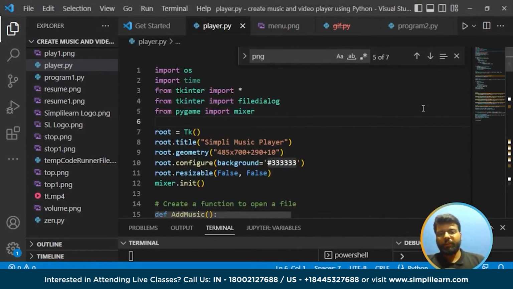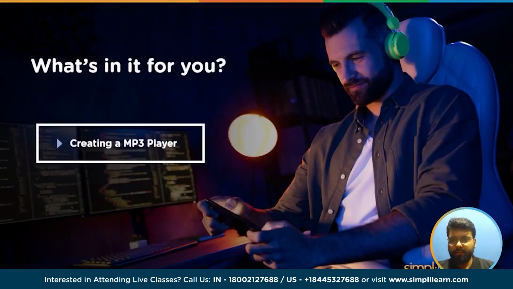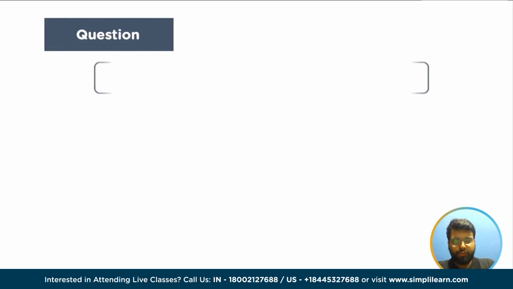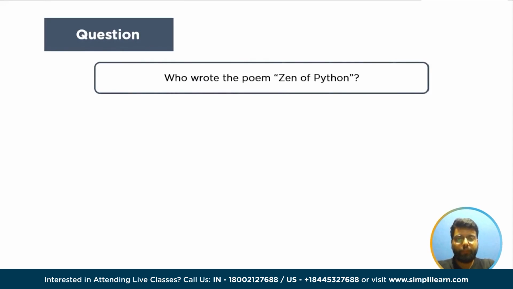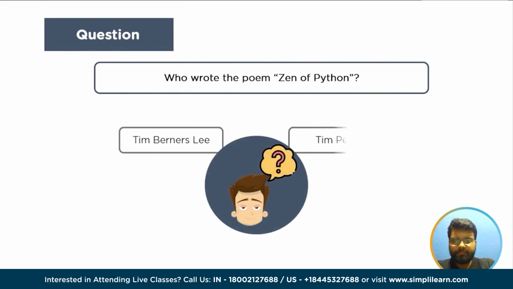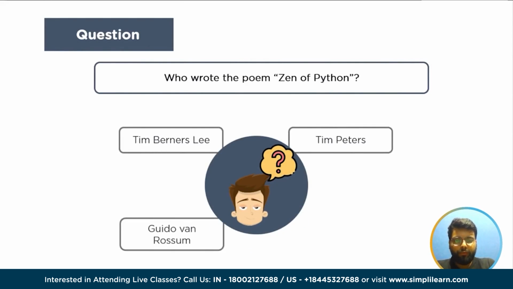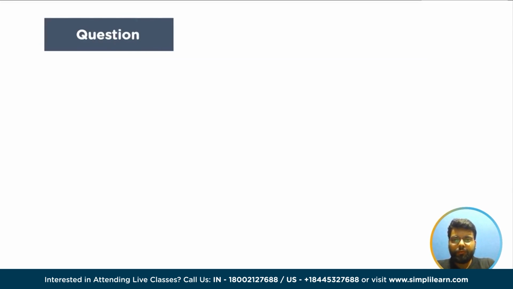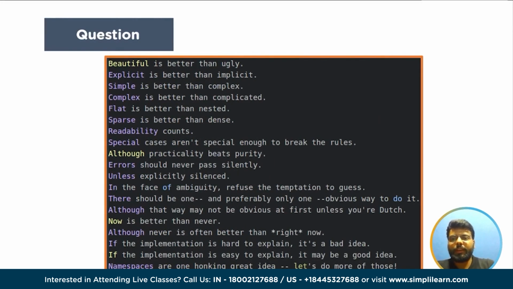So before starting the coding, I have a simple question for you guys. The question is, who wrote the poem Zen of Python? Your options are Tim Berners-Lee, Tim Peters, Guido van Rossum, or Kevin Goldsmith. You could see the poem here also. You can easily get this poem. You just have to write import this in your interpreter and press enter. You will get the poem.